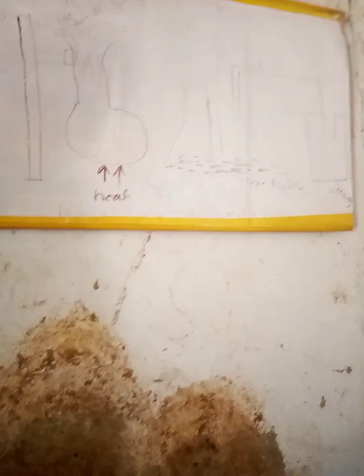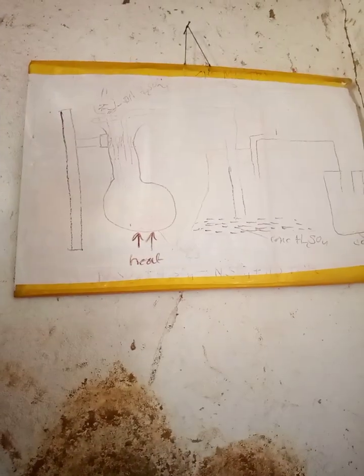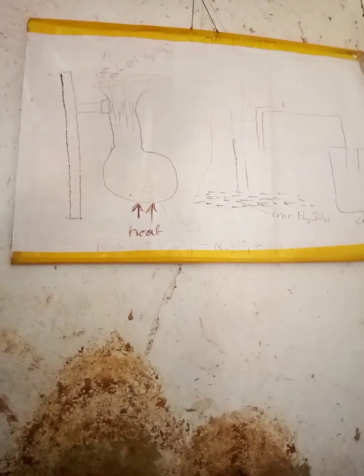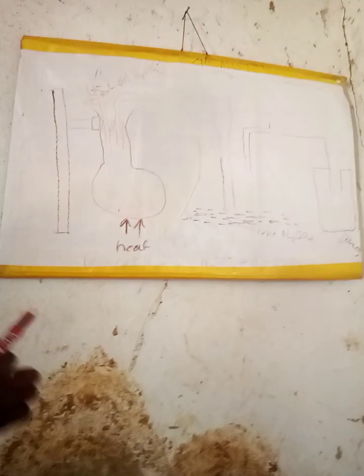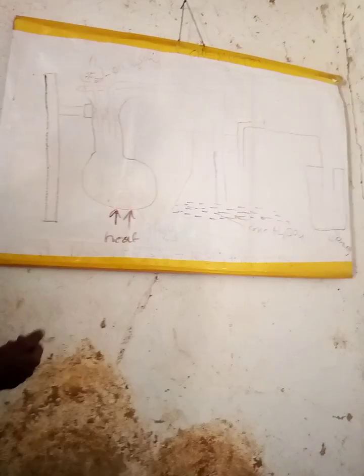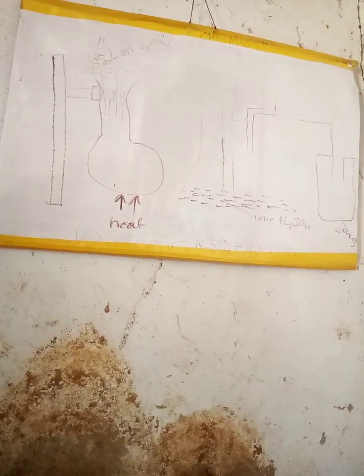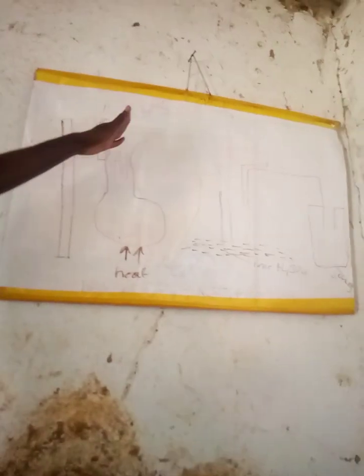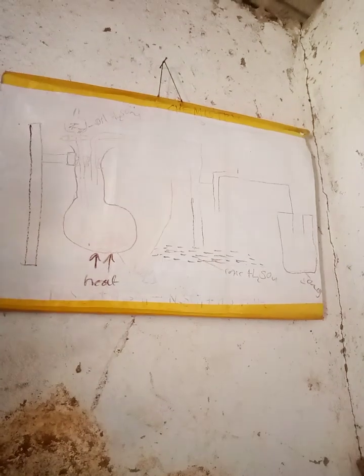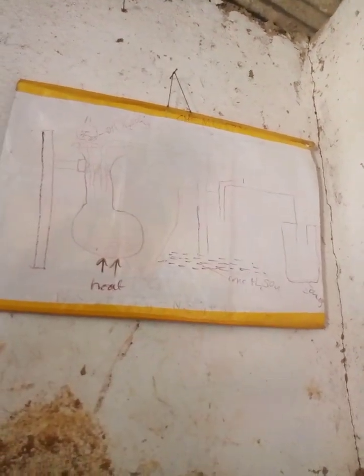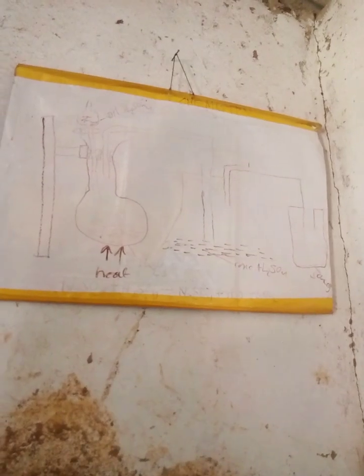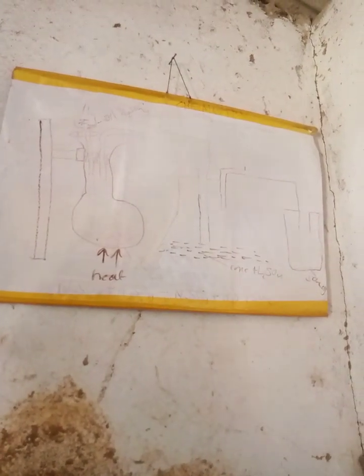This sulfur oxide gas is prepared in the laboratory, as you can see, by reacting dilute sulfuric acid with sodium sulfite. This is how sulfur oxide is prepared. You react dilute sulfuric acid with sodium sulfite in the presence of heat, and you are going to produce sulfur oxide.